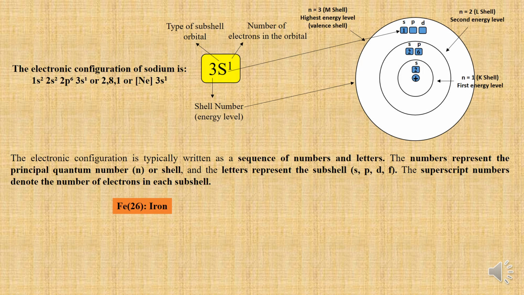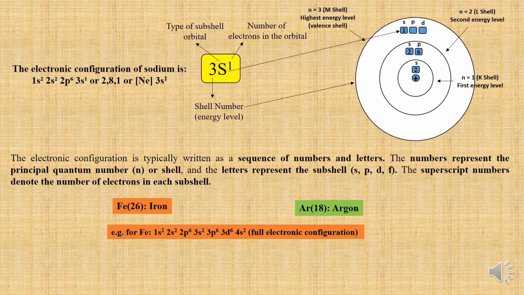Now let us consider an example of an element with a higher atomic number: iron in this case, with atomic number 26. Iron with atomic number 26 will have 26 electrons distributed or arranged around the nucleus, and the full electronic configuration of iron will be 1s2, 2s2, 2p6, 3s2, 3p6, 3d6, 4s2.